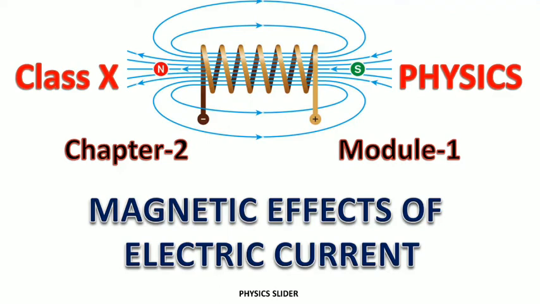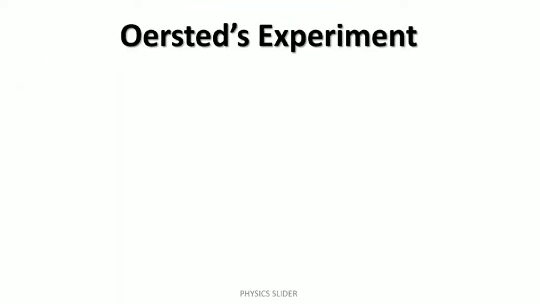Today we are here with module 1 of chapter 2, that is magnetic effects of electric current. So let's begin. First of all, we have Oersted's experiment. What is Oersted's experiment? Let's discuss.